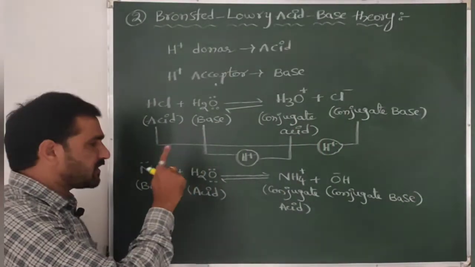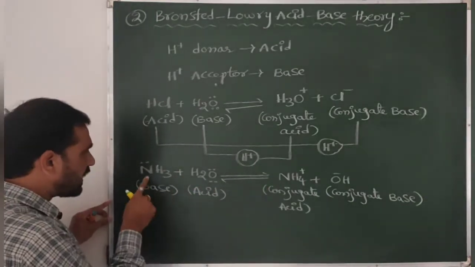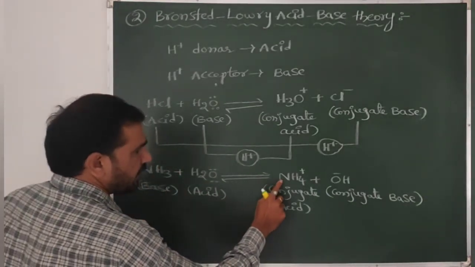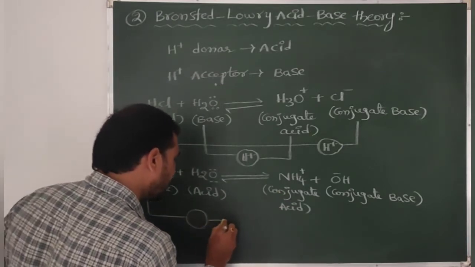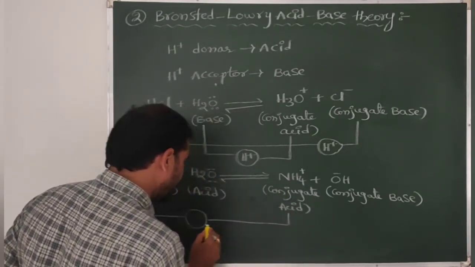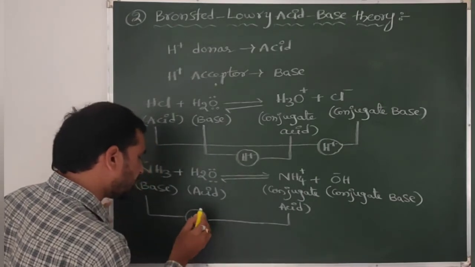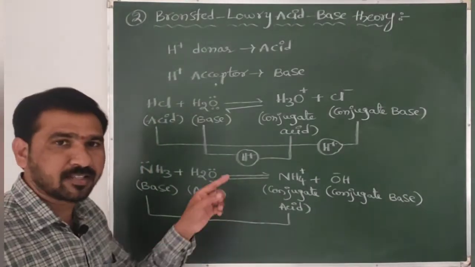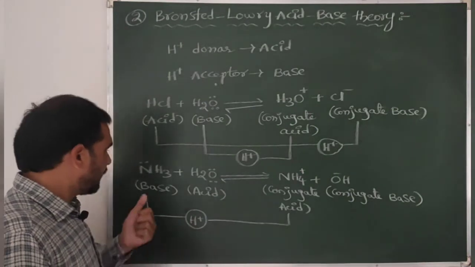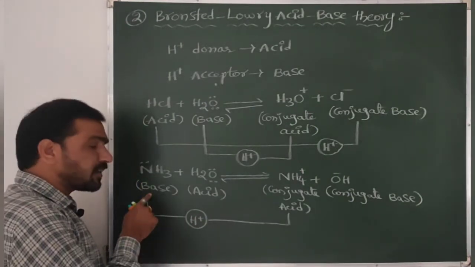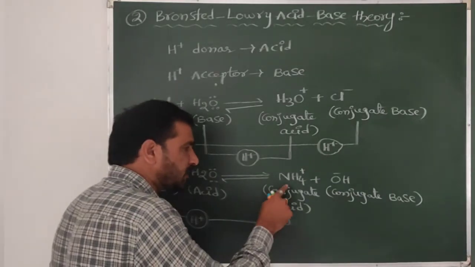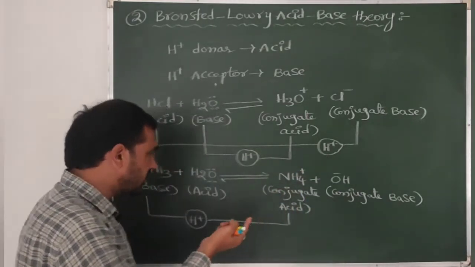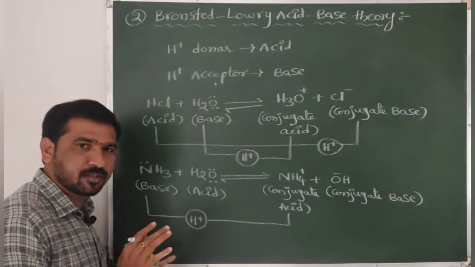In conjugate acid base theory, among these NH3 and NH4 plus, only one proton differs. That's why this pair is called the conjugate acid base pair. So NH3 is the conjugate base of NH4 plus acid, or NH4 plus is the conjugate acid of NH3 base.